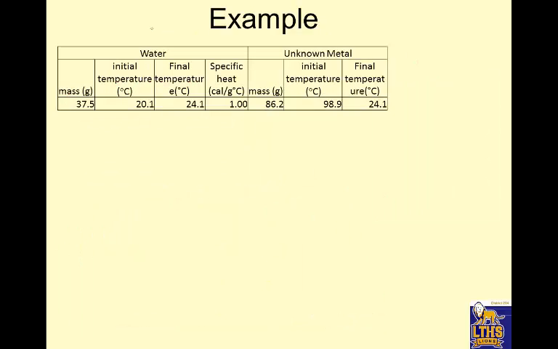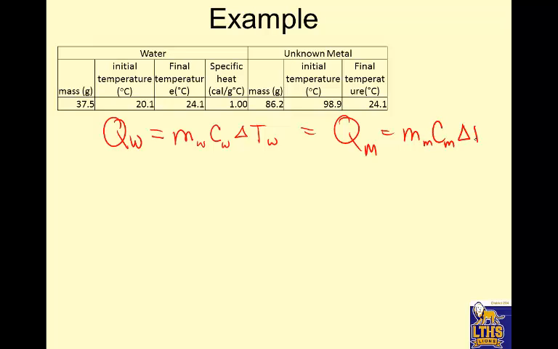So what does that mean? Well, here's some water data. Here's some metal data. We should be able to calculate any of those missing things. So remember, Q for water, the heat of the water, is the mass of the water times the specific heat of the water times the change in temperature of the water. But that has to be equal to the heat of the metal, which is the mass of the metal times the specific heat of the metal times the temperature change of the metal. So let's see what we can figure out.